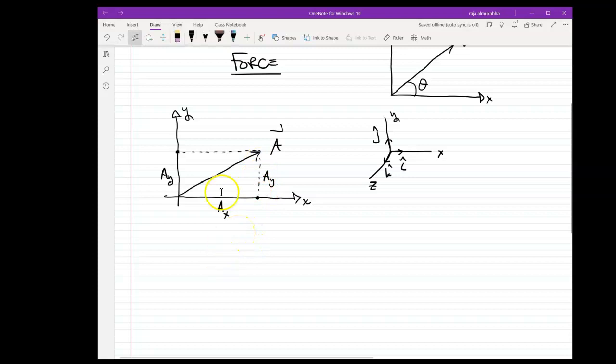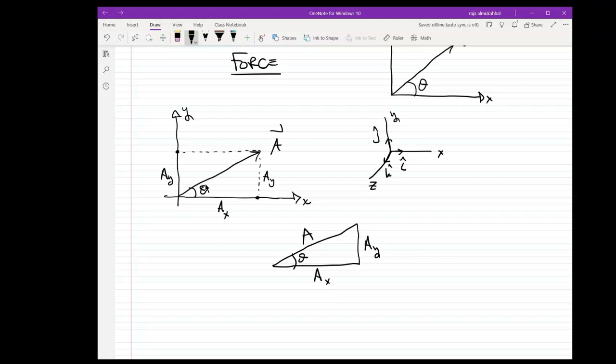So basically, if I take this triangle, see this triangle right here? I can draw it right here. I'm trying to make it as vertical as I can. There we go. So we have a triangle that looks something like that. And this is the vector A. This is A sub y. This is A sub x. And this is the angle theta. I'm going to put it right here.